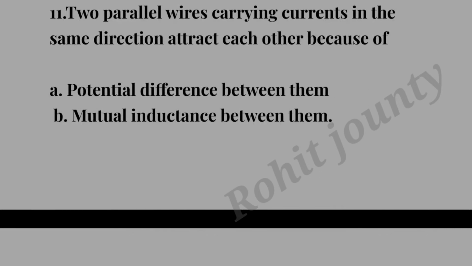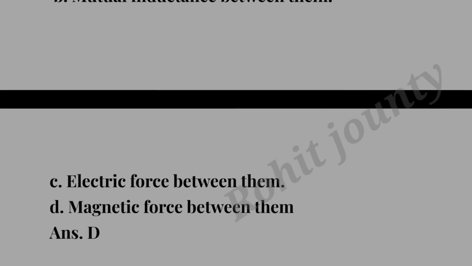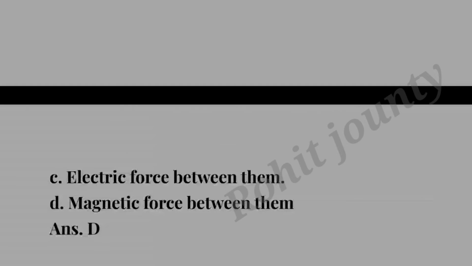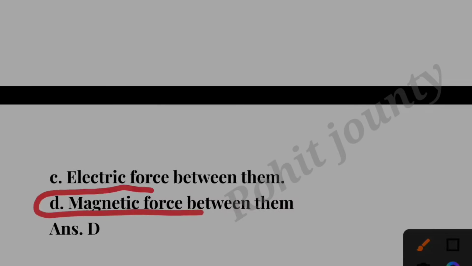Question number 11. Two parallel wires carrying current in the same direction attract each other because option A, potential difference between them, option B, mutual inductance between them, option C, electric current between them, option D, magnetic force between them. The correct answer is option D, due to magnetic force between them.